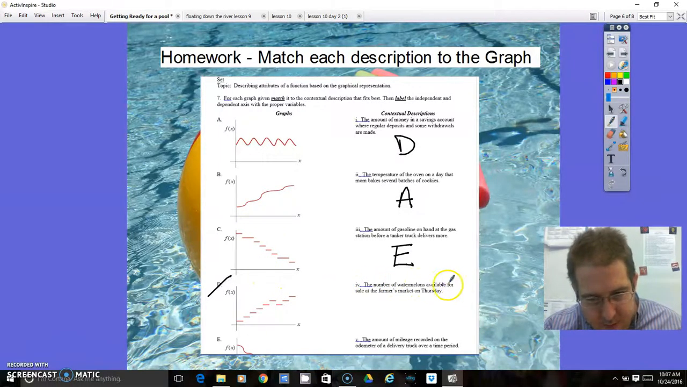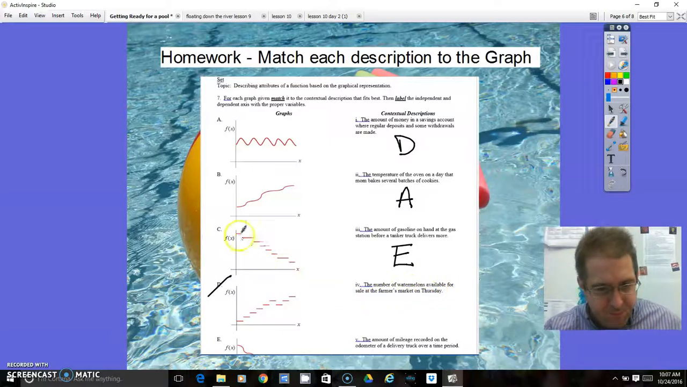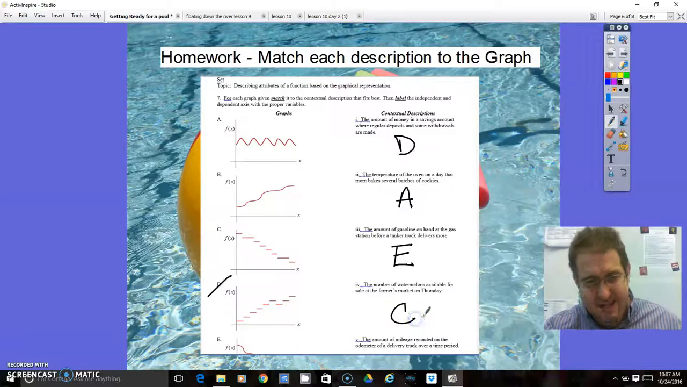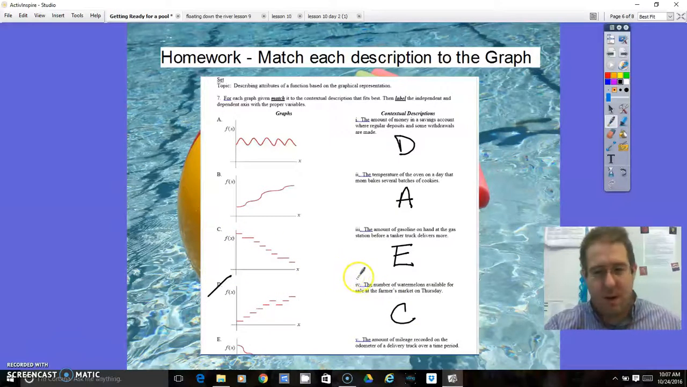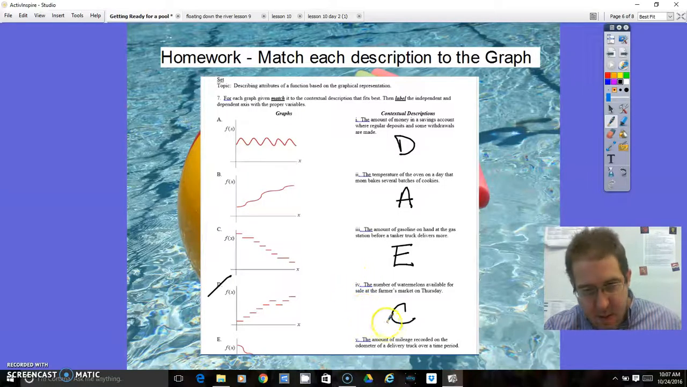The number of watermelons available for sale at the farmer's market, that's discrete, because you can't have half a watermelon. That one is definitely C, because that's the only discrete question left. It's never going to increase because they don't get more watermelons. It's going to go down the entire time. Now, just by the process of elimination, I think this one has to be B.